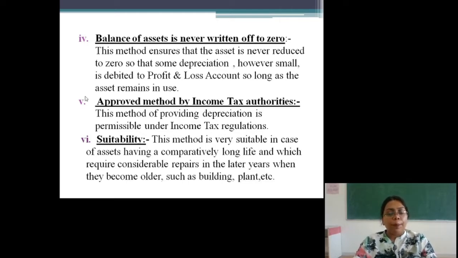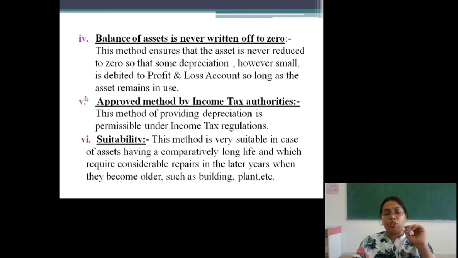Now, approved method by income tax authorities. This method of providing depreciation is permissible under income tax regulations. It is approved by the income tax authorities.